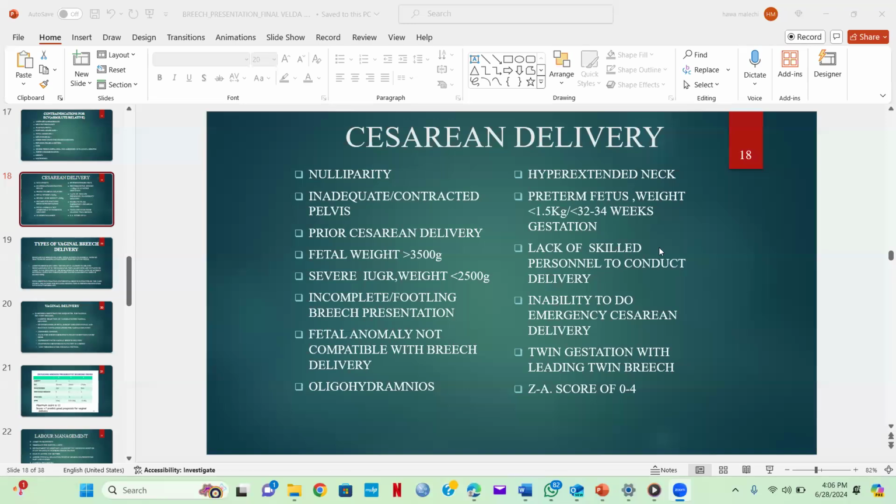Okay, so let me start from the back. The former, which is the Mauriceau-Smellie-Veit, is the one that is really easily applicable and people usually perform. And Bracht, yes, it is done. For that one, you would sweep the baby across the mother's pelvis onto her abdomen, and that will help deliver the baby. But it is not commonly practiced as the MSV, because the MSV comes out much easier for people to practice.